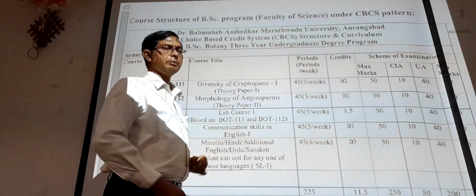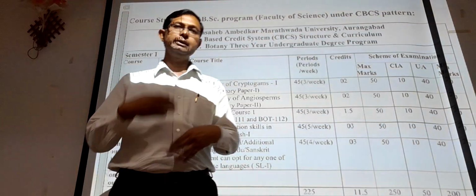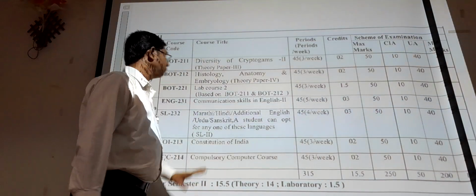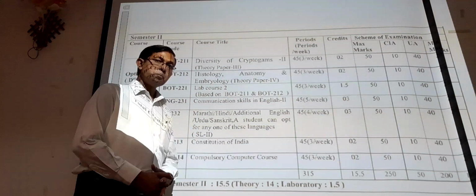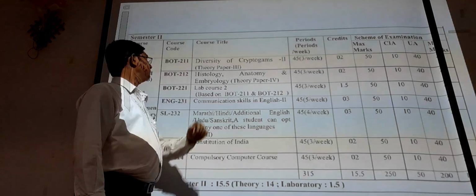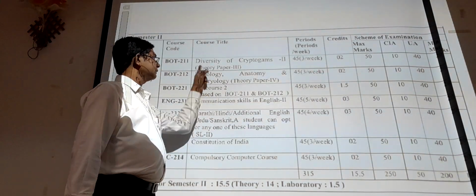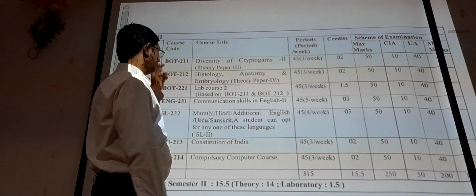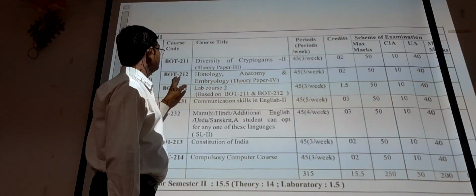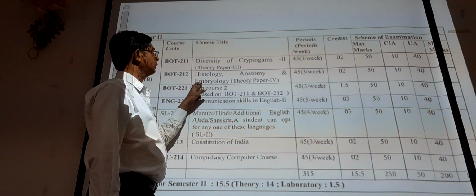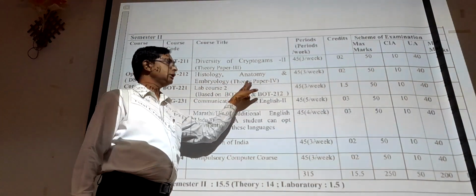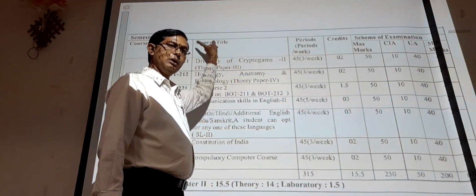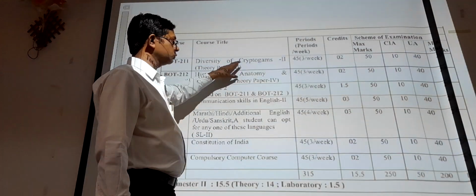So this is nothing but the semester 1 which we have already discussed in last semester. Now moving to the present scenario, that is nothing but the semester 2. Now in semester 2 we have already started Botany 211, that is Diversity of Cryptogams 2, the second part of the cryptogams, and Botany 212, that is Histology, Anatomy and Embryology. It is also a theory paper. So these are the theory papers 1 and 2 for the second semester. Second semester is having these 2 theory papers.